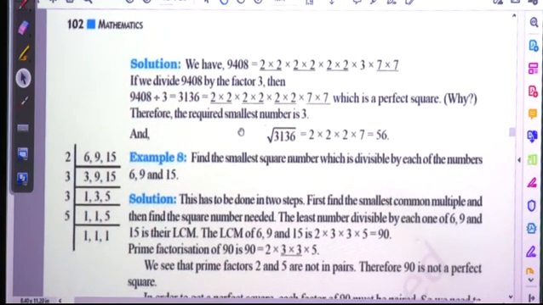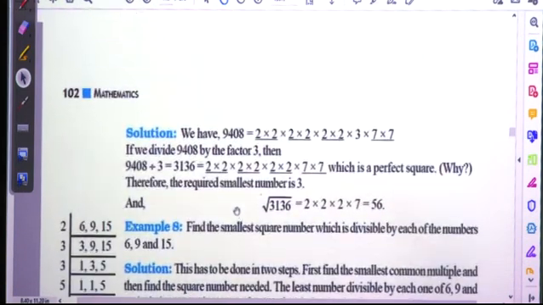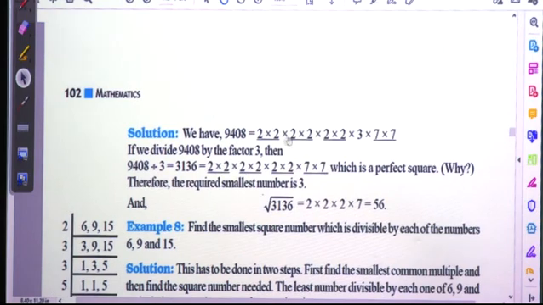Here, what has been done? The factors of 9408 have been calculated. In the factors you can see that 2 is in a pair, 3 is not in a pair, 7 is in a pair. Means what? Now what should be done?